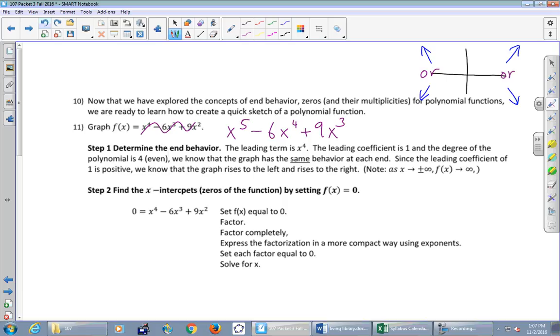Do you guys know the word kinesthetic? Who can tell us what that means? Kinesthetic.